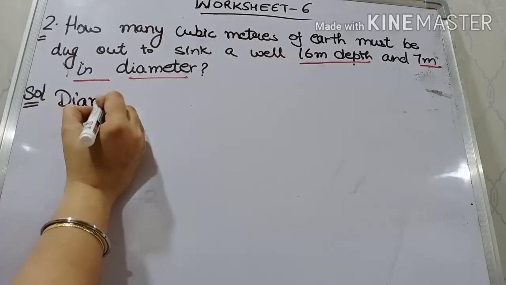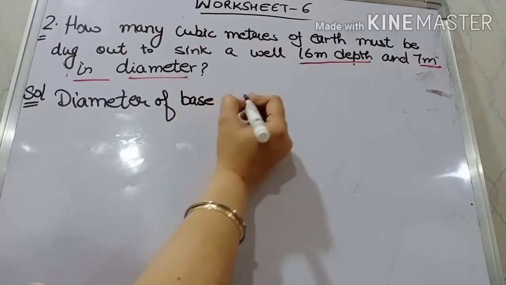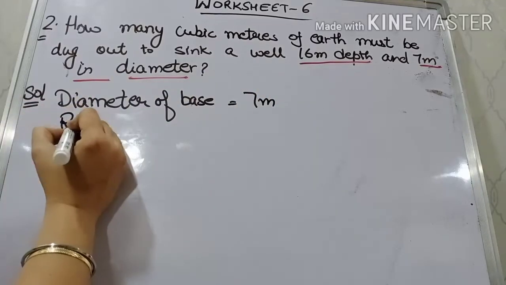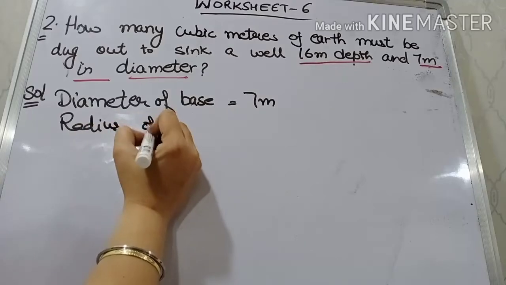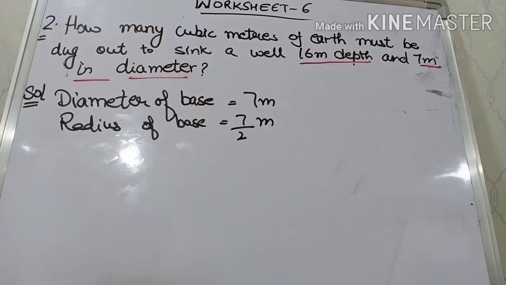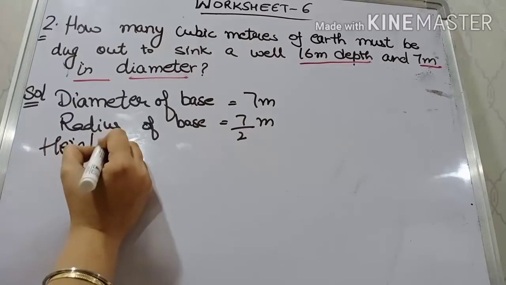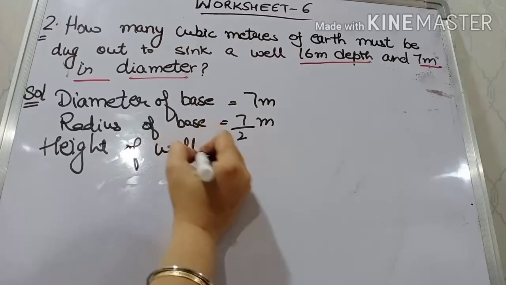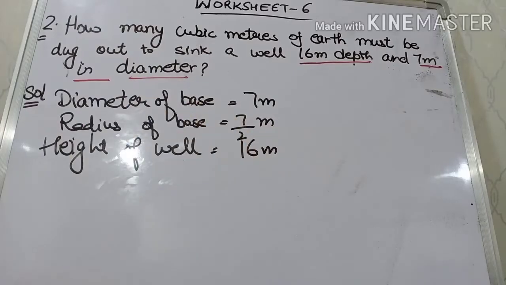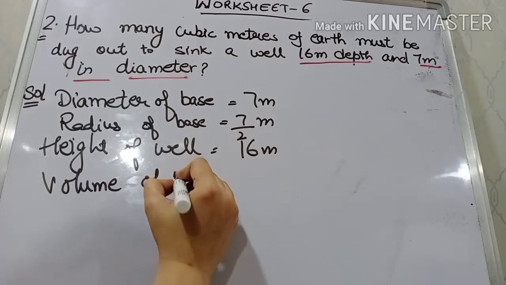So what have they given you? Diameter of base, that is equal to 7 meter. What will be the radius? Radius of base is equal to 7 by 2 meter, because radius is half of the diameter. Height of well, what will be the height? 16 meter they have given you. So you have to find the volume of well.